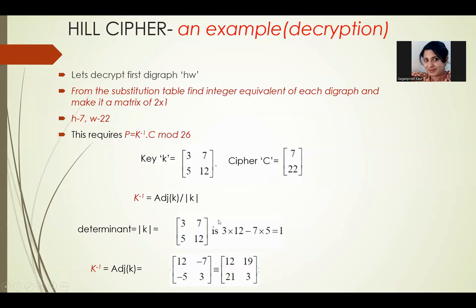So simply, because the determinant is 1, my denominator turns out to be 1. So the adjoint is simply 12, minus 7, minus 5, 3. Obviously, my substitution doesn't have minus, so I can convert the negative values to positives using modulo 26. So minus 7 plus 26 gives me a positive value of 19, and minus 5 plus 26 gives me a positive value of 21.